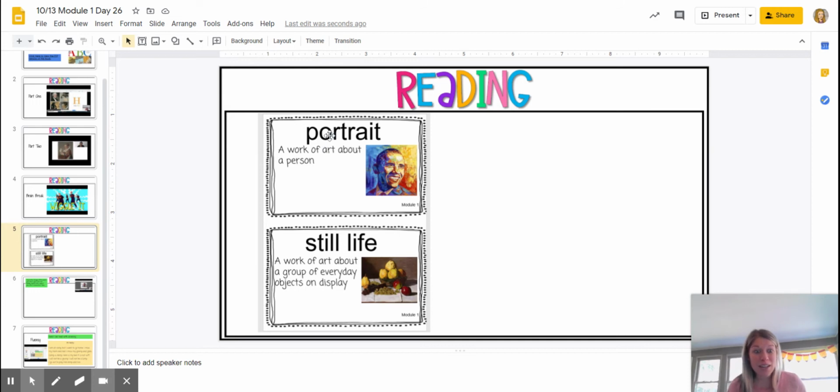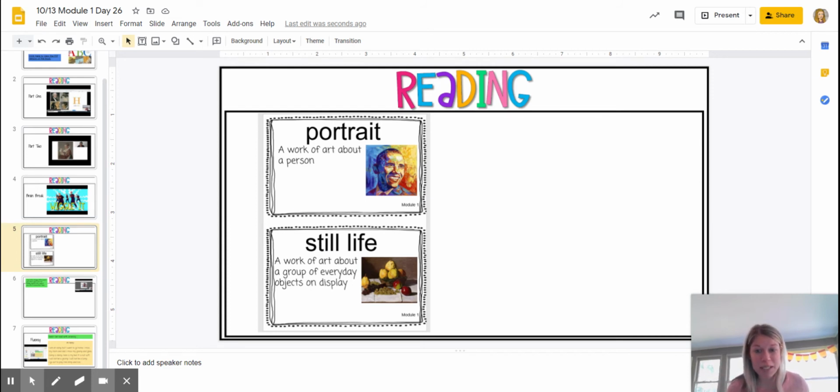So in your reading lesson today, to show what you know, you can either choose to create a portrait, and you can use crayons or markers or paints or just your pencil or pen, whatever you want to do. But you're going to either create a work of art about a person, remember that's called a portrait, or you could choose to create a still life.